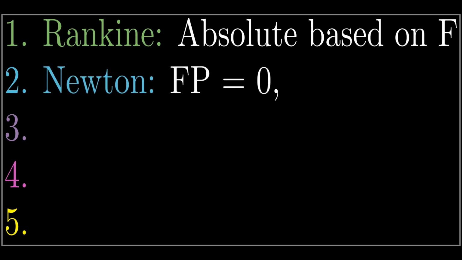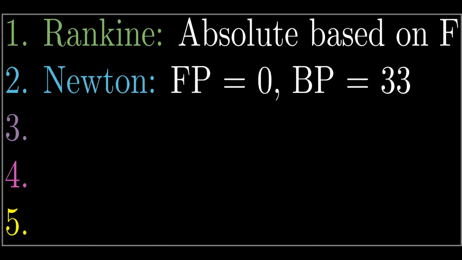On his scale, he set the freezing point of water at 0 and the boiling point at approximately 33. This is a good time to point out that all equivalences I'm calculating are approximations, and all equations I have used can be found in the description. I calculated that the coldest possible Newton temperature is -90.14.